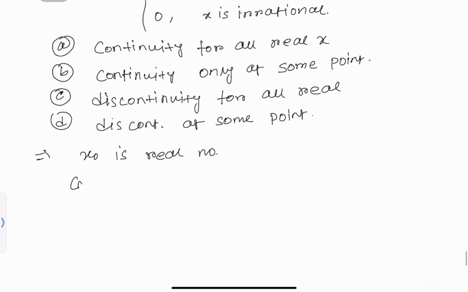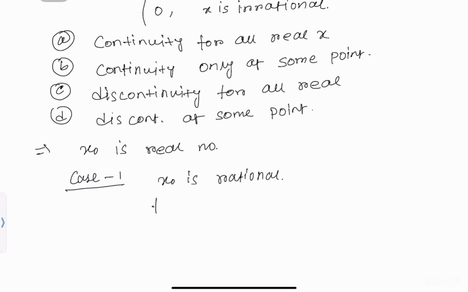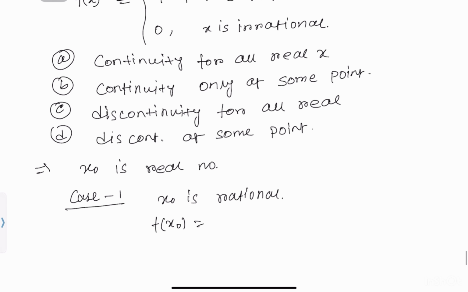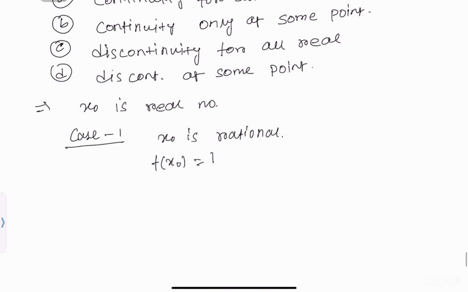First case, case 1, x naught is a rational number. Assume, because x naught is any real number now. So case 1, this is the first point, that this is a rational number. So if x naught is a rational number, then what about f of x naught? The f of x naught gives you one value from here, because when x is a rational number, then f of x is 1. That means f of x naught equals 1.